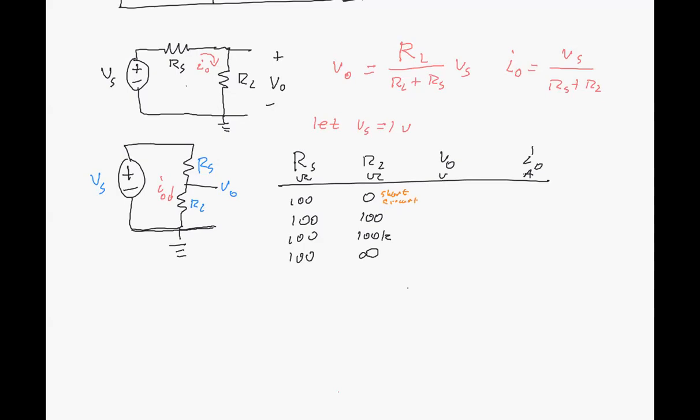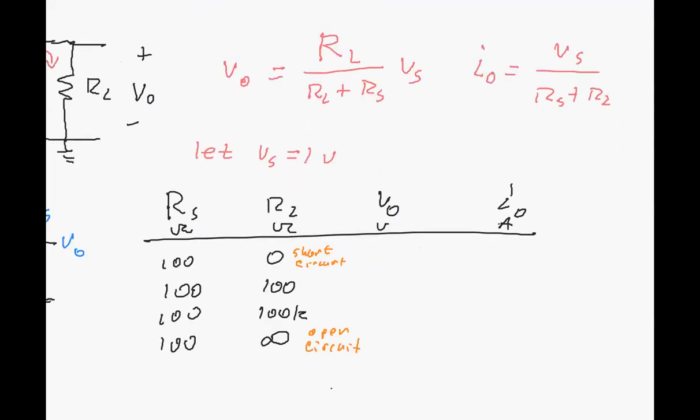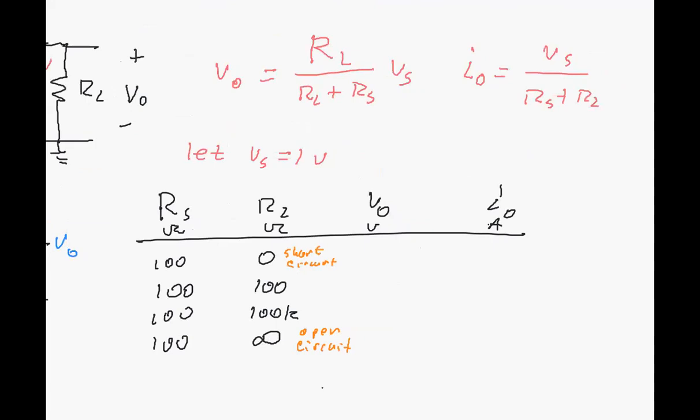And here we have the open circuit. I have no idea why I'm writing so small. I could just zoom in and make it easier to see and easier to write. So in the case of the short circuit case, our output voltage given by this equation, if we've got RL of 0, then we have 0 over 0 plus 100 ohms times Vs. That is 0.